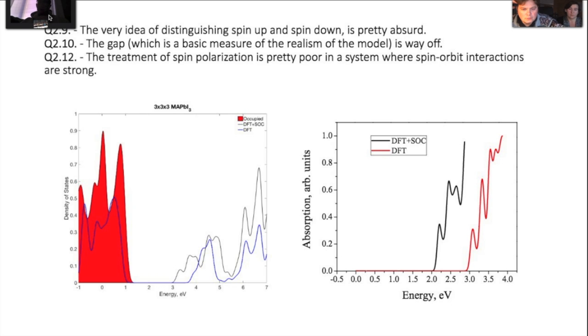coupling. So on the left, you can see what looks like a normal density of states plot where you have a red-filled valence band and then a black line going higher in energy for that of just the standard DFT. But I put a blue line over top of it, and that's to show what happened, or no, that can't be right. Yeah. So the black line is the density of states including spin orbit coupling, and the blue line is that with just plain DFT.